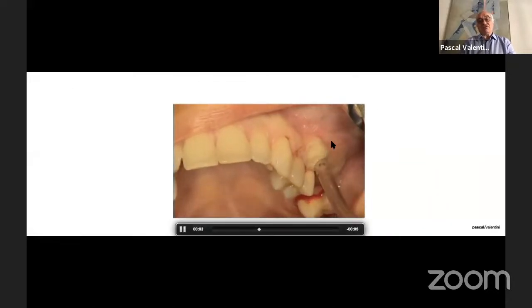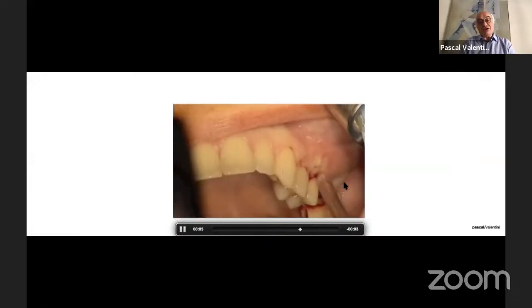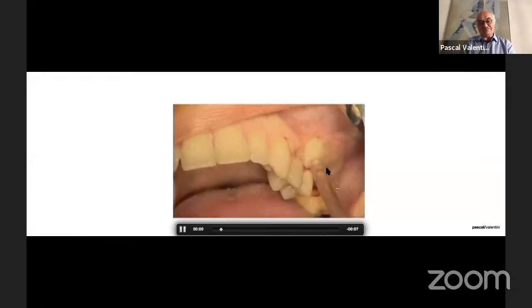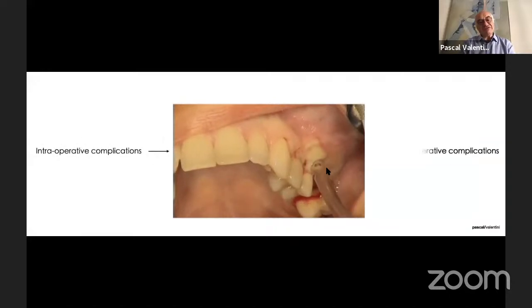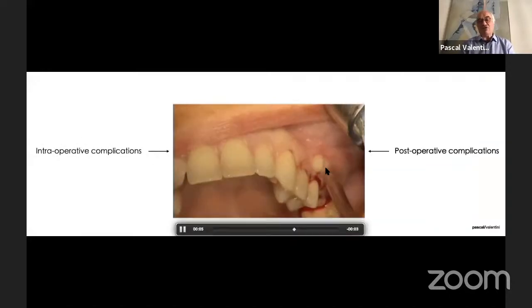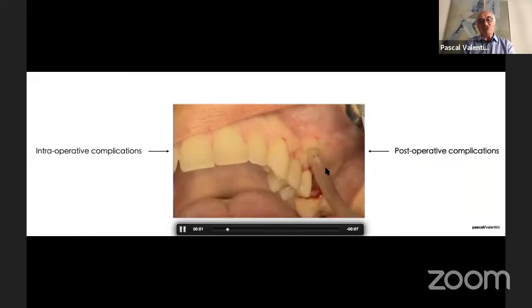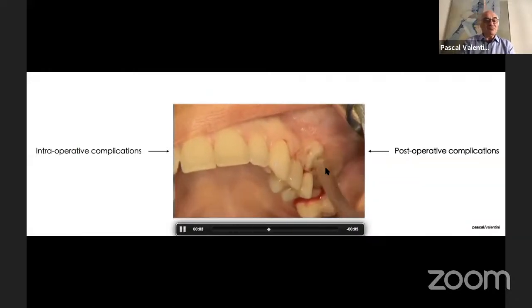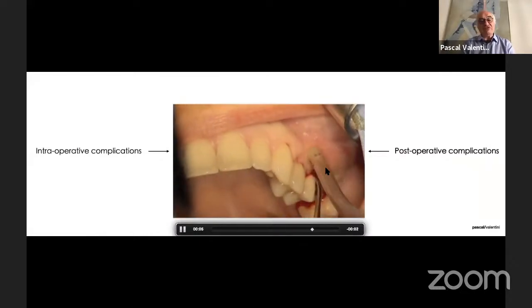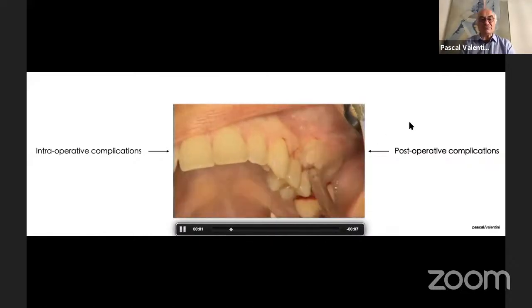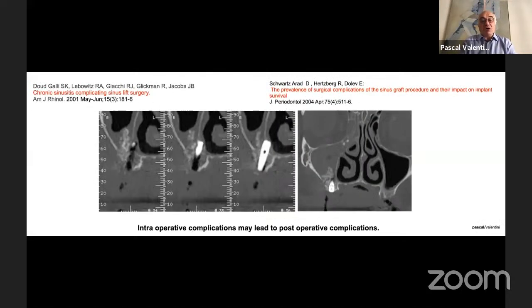We have two different kinds of complications, all of them leading to infection. We have intraoperative complications and postoperative complications. So today, my lecture will have two parts: the prevention and the management of intraoperative complications, and the same for postoperative complications. All the intraoperative complications can lead to postoperative complications. This is evident.